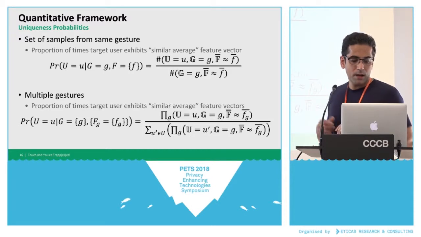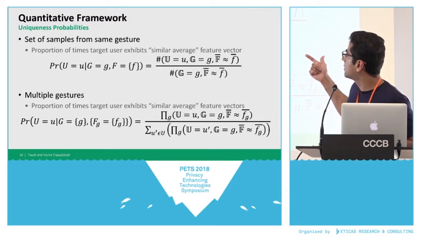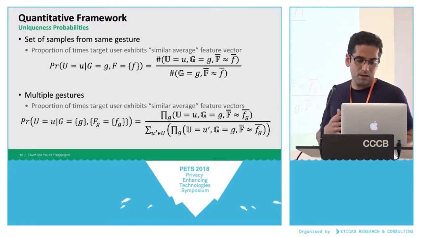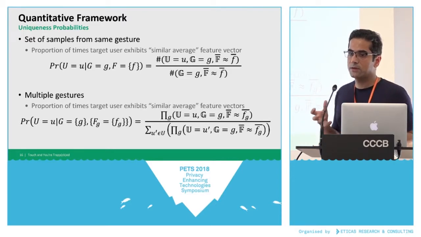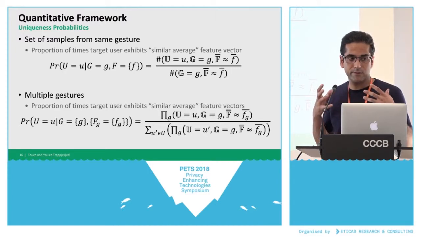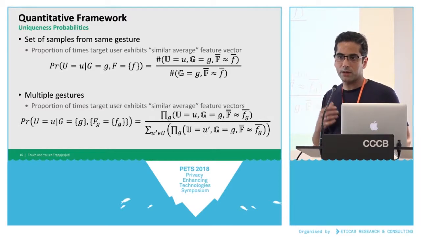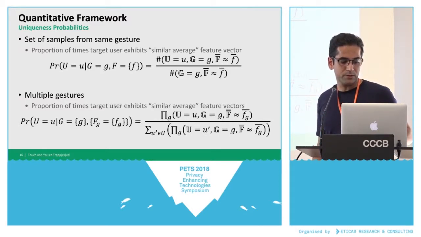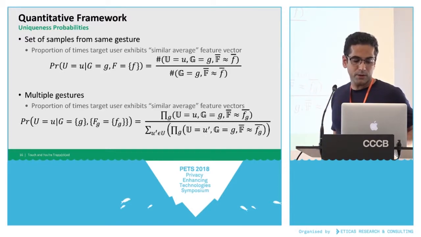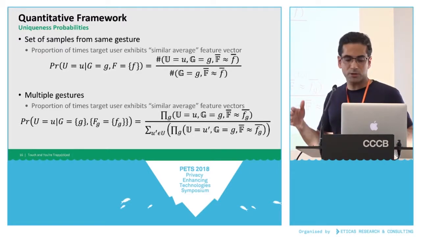predicate here. Likewise, for multiple samples from the same gesture, we find the number of times the target user would exhibit a similar average vector. So in this case, we would combine the feature vectors from multiple gestures and take the average and compare against the user's data that's already stored. And likewise, for multiple gestures, we will find the proportion of times the user will exhibit the similar average feature vector across multiple gestures.